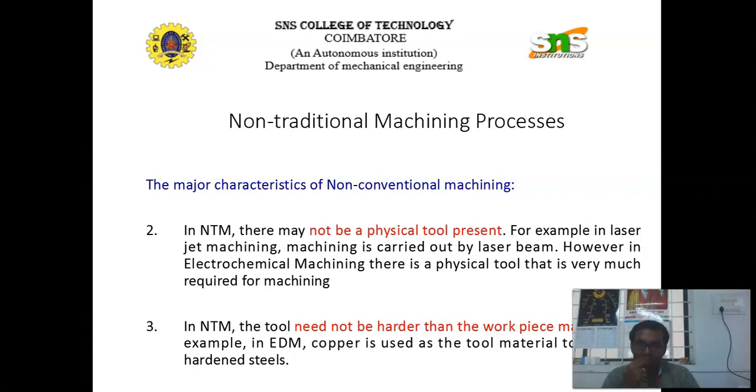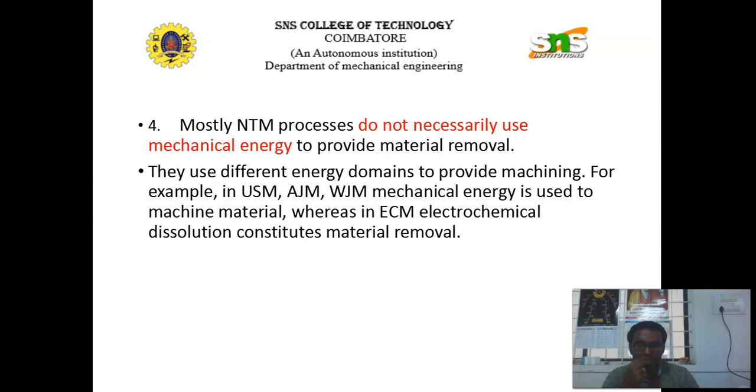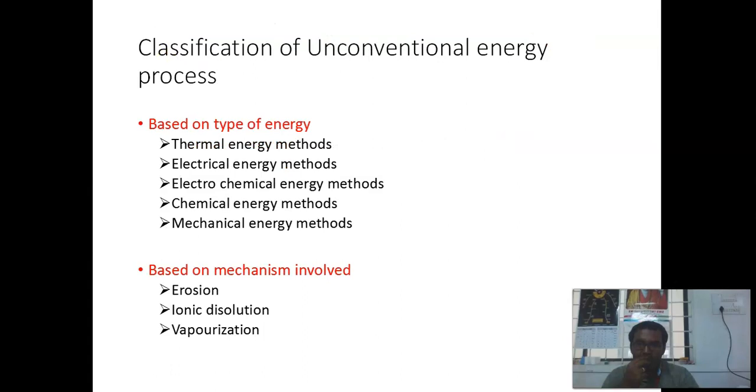For example, in EDM, electrical discharge machining, copper is used as the tool material to machine hardened steels. This is one of the major advantages of using non-conventional machining processes. Mostly, non-traditional machining processes do not necessarily use mechanical energy for material removal. They use different energy domains. For example, in ultrasonic machining, AJM or WJM, mechanical energy is used to machine the material, whereas in ECM, electrochemical dissolution constitutes the material removal process.